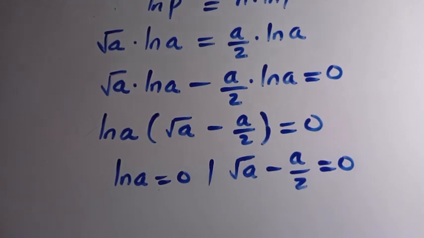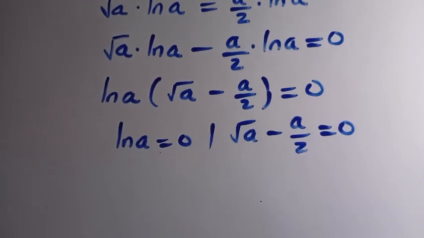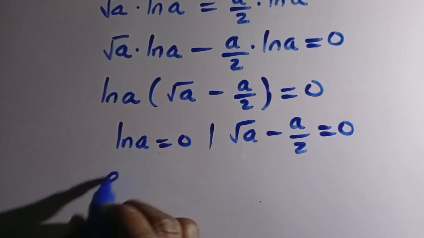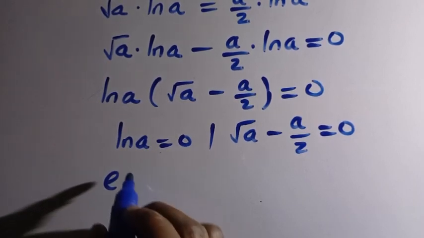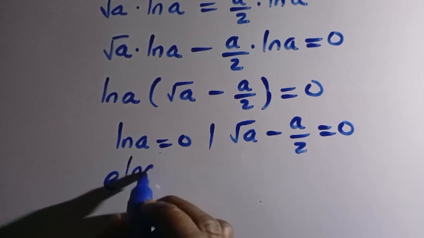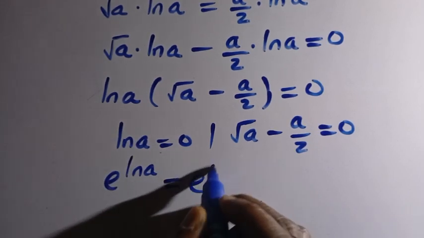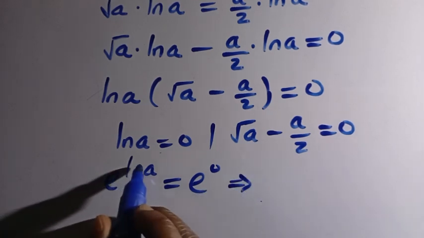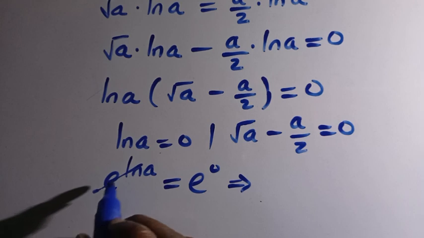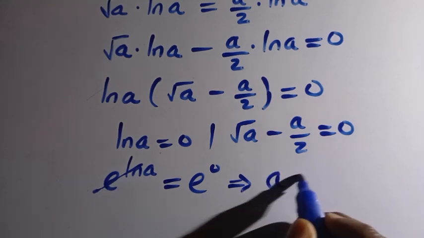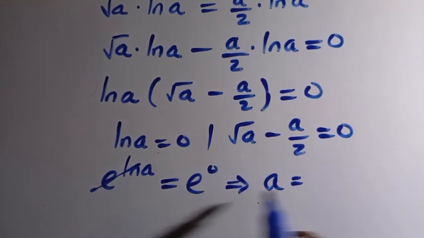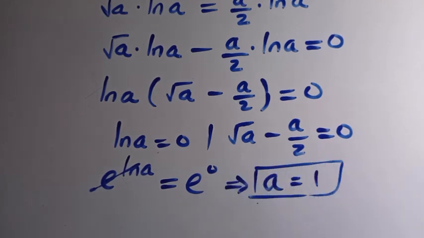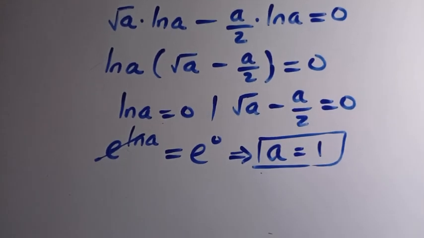So if these are the two cases that we have here, to get a here, we know that we are going to introduce exponential to both sides. So introducing e here, what we have is e raised to power of ln a equals e raised to power of 0. And this implies that when e and ln cancel, both are inverse to each other, we have a equals e raised to power 0, so it equals 1. Therefore, the first value of a is a equals 1.